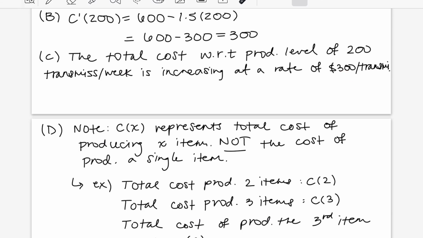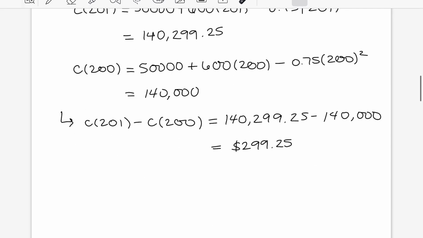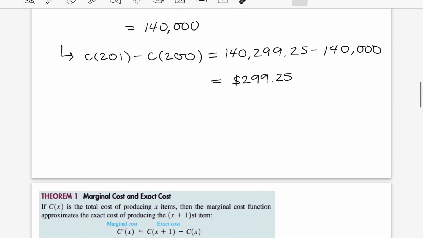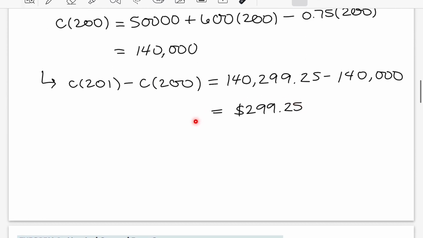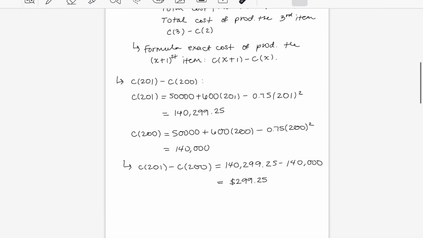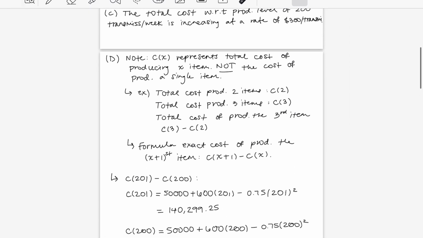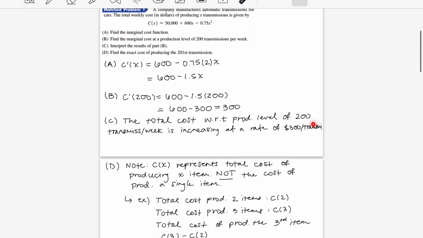So the next transmission would cost an additional $300 to make, and that is pretty close to what we got here. Okay, so that leads us to this next theorem here, and it tells us that the marginal cost, our derivative of our cost function, is approximately equal to our exact cost minus our cost function. Yep, and that's exactly what we showed here. So if you're ever trying to find this, you can always check your answer with what you got for the marginal cost at the given production level.